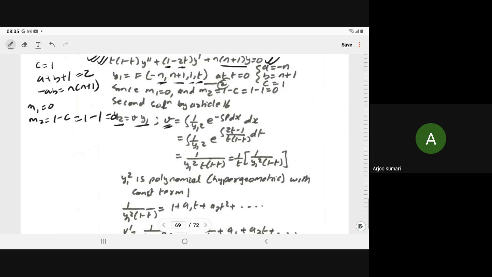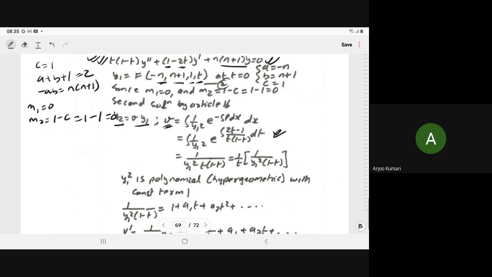So here we have 1 upon y1 square. Y1 is what? Hypergeometric function F of minus n, n plus 1, 1 and t. So it is 1 upon y1 square e to power integral of (2t minus 1) upon t into (1 minus t) dt. That will come.